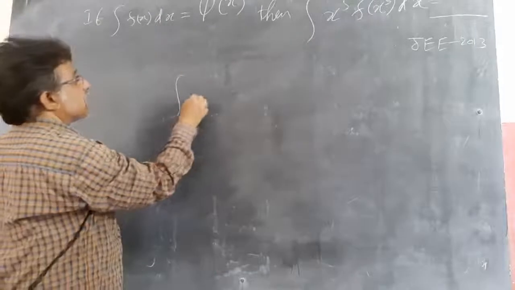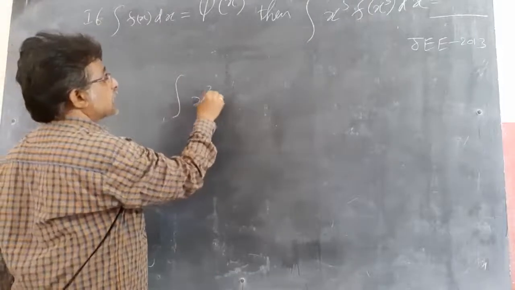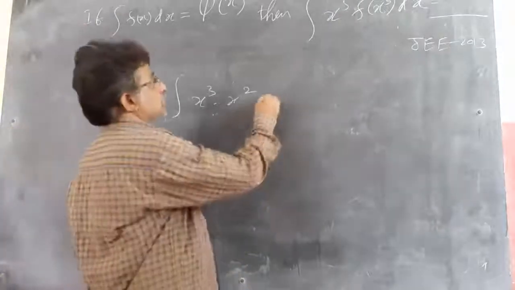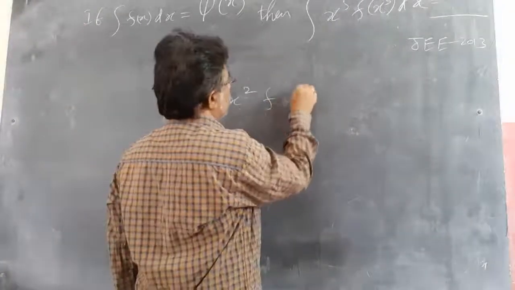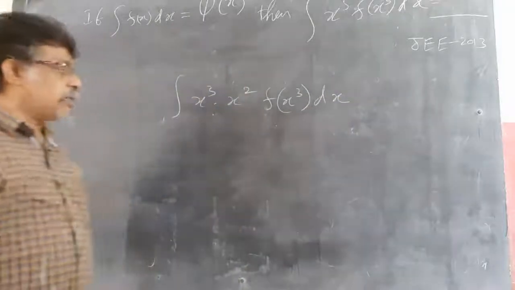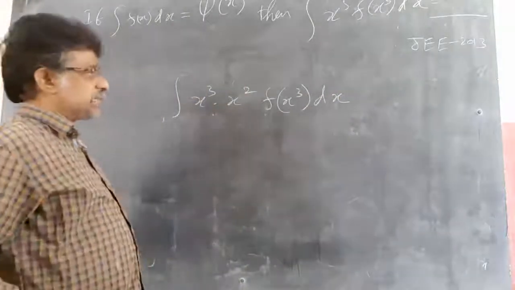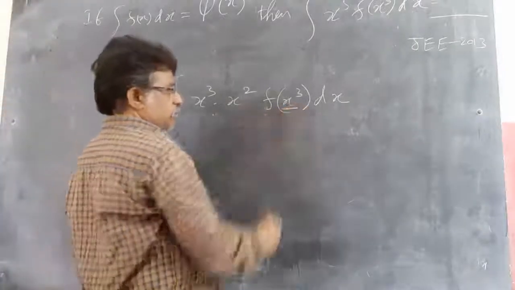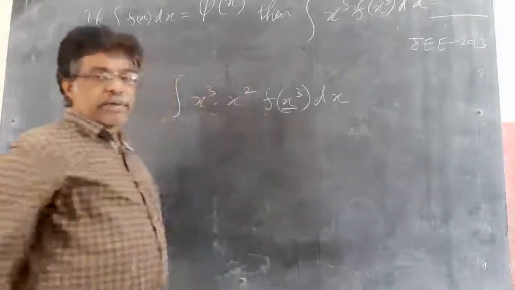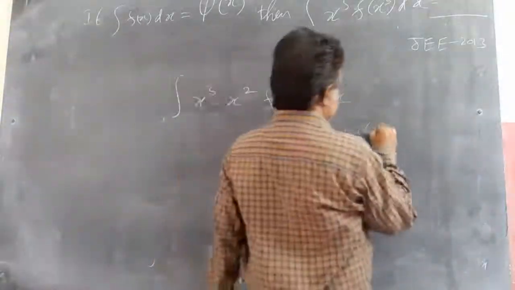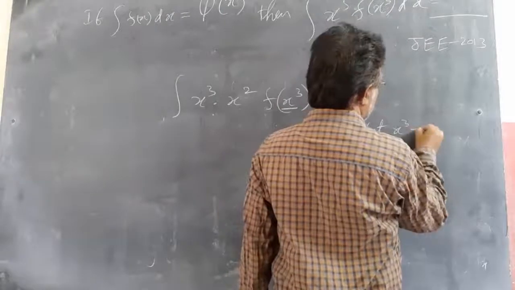How can I write x power 5? I can write x cube into x square, into f of x cube dx. Now I can use the same previous concept, cancellation law type concept, but not that. Taking x cube equal to t, like e power x plus 1 by x is t I took. I will take x cube equal to t here. Let x cube equal to t.